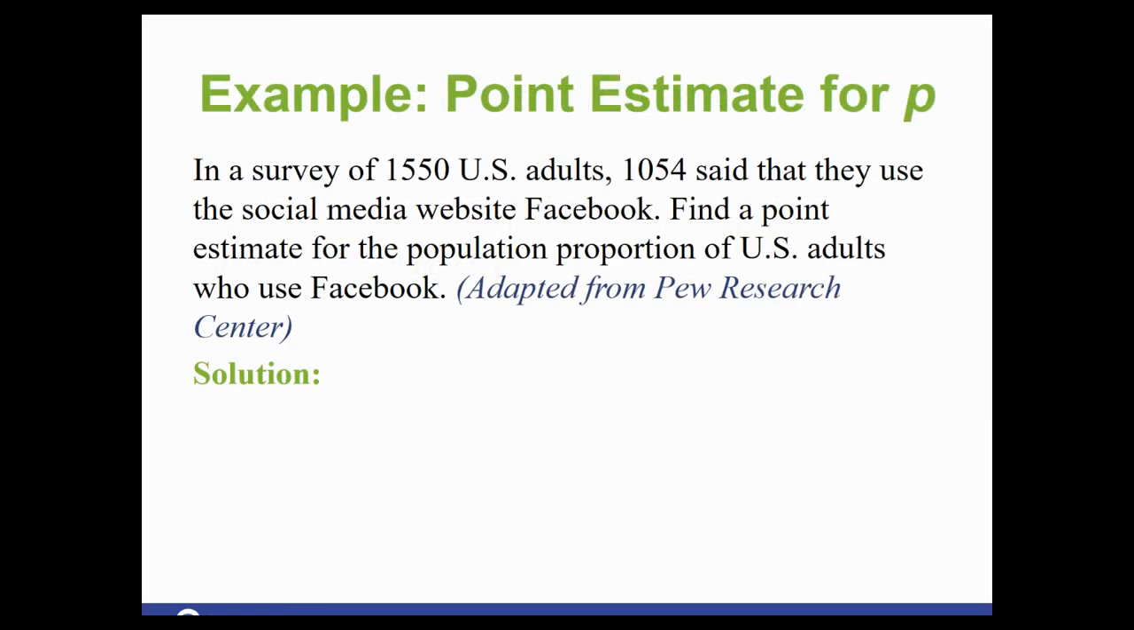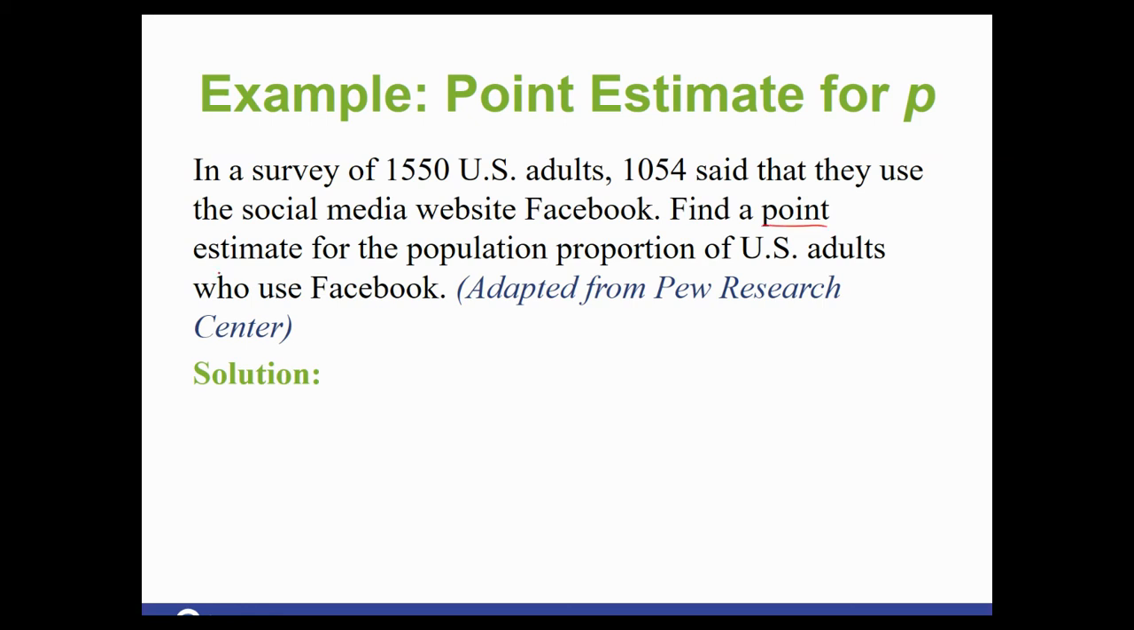So here's our first example. In a survey of 1,550 US adults, 1,054 said that they use social media website Facebook. Find a point estimate for the population proportion of US adults who use Facebook.